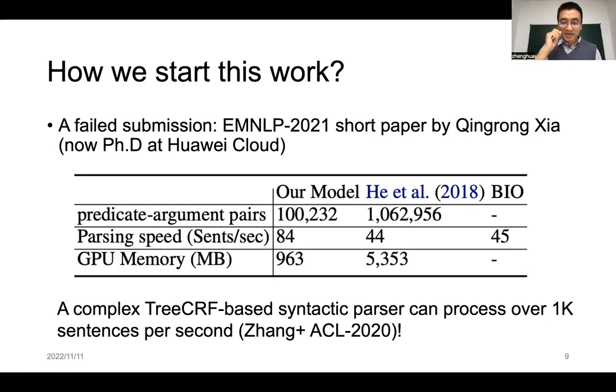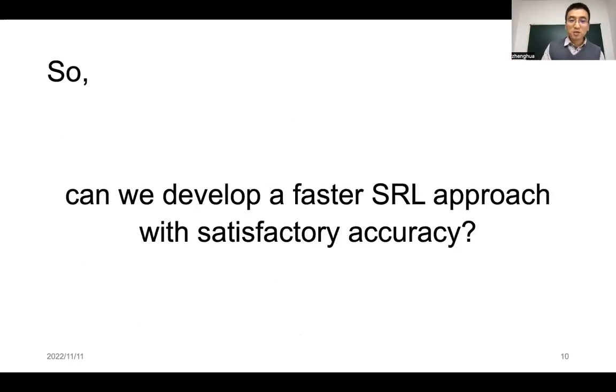So my intuition tells me that there is a lot of work that can be done to at least make the speed of the SR parser comparable with a CRF parser. So the question is, can we develop a faster SR approach with satisfactory accuracy? I don't expect we can improve the accuracy and at the same time have a much faster model. But at the end of this talk, you will see that actually we did improve the accuracy. So our ambition was modest at that time.